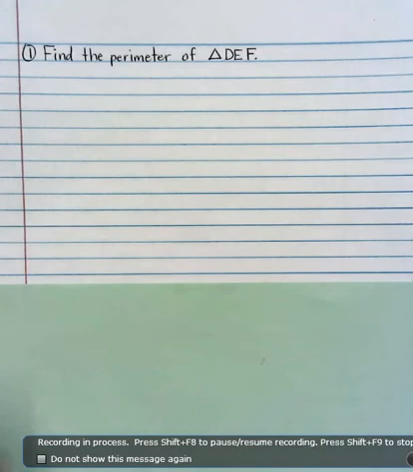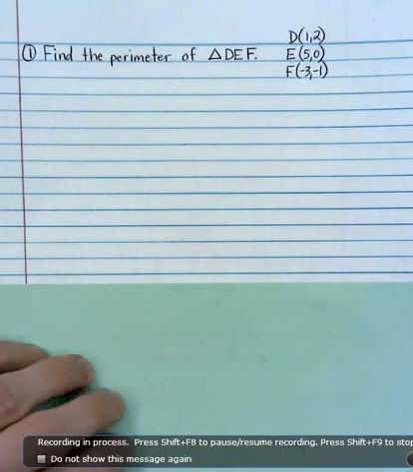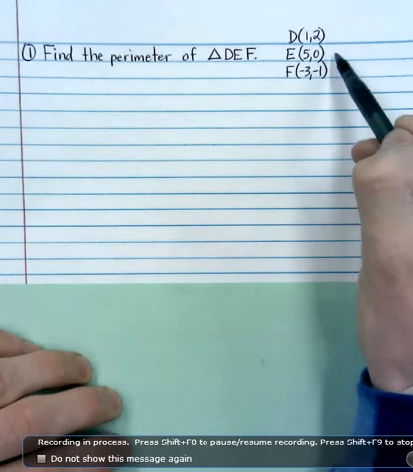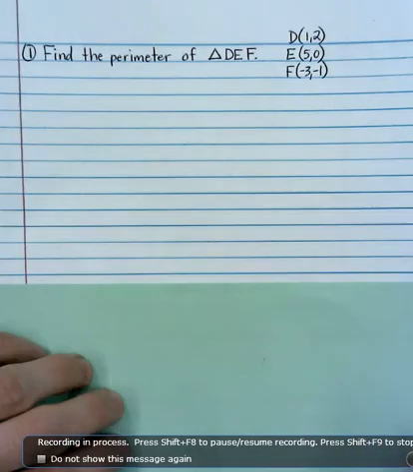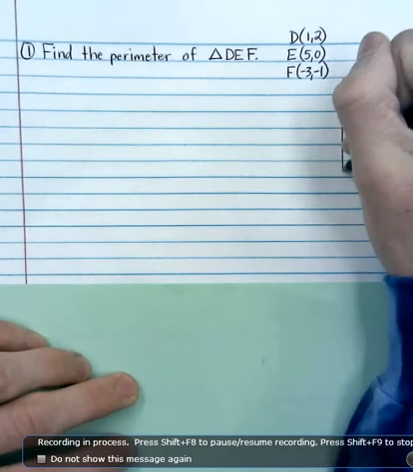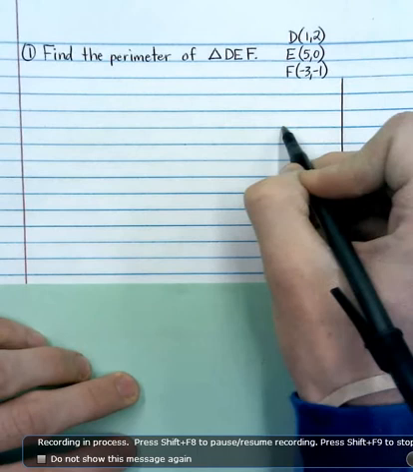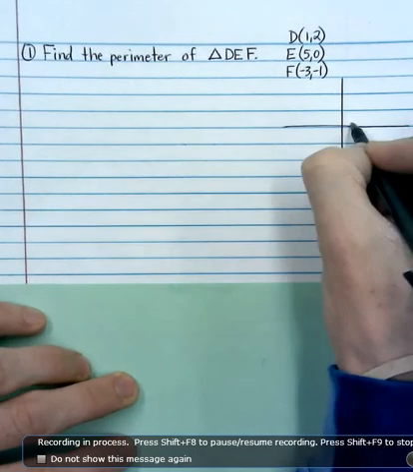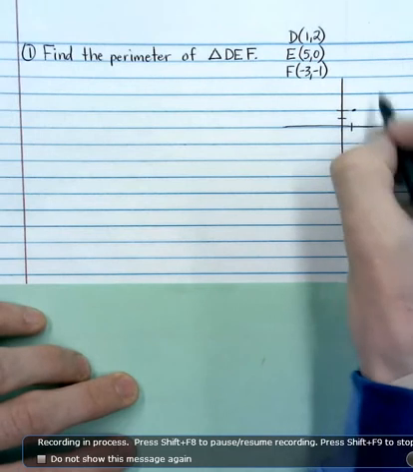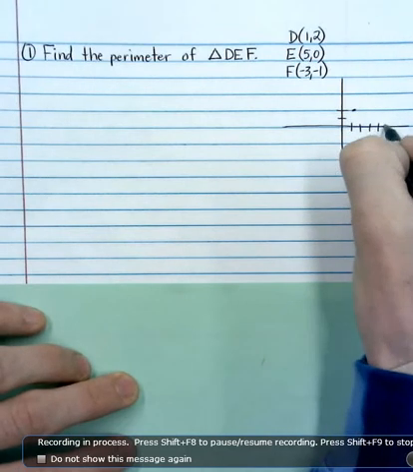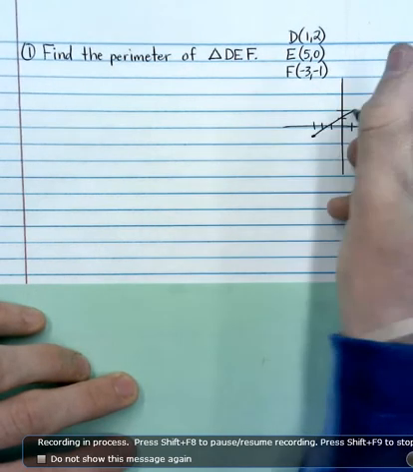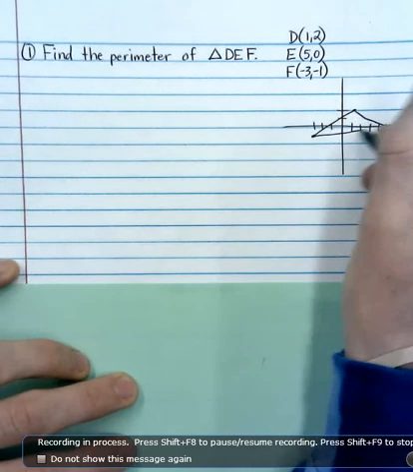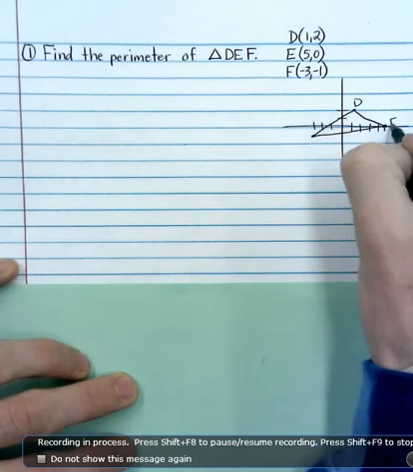I want you to find the perimeter of triangle DEF, where D is (1, 2), E is (5, 0), and F is (-3, -1). Now, you all could, if you'd like to, although this is the long route, just watch me, do not write. You could draw your coordinate plane, and you could graph your points. You could go 1, 2, and 5, 0, and -3, -1. Okay, you could draw your triangle. Nice triangle, Mr. Dudek, as usual. There's your triangle.